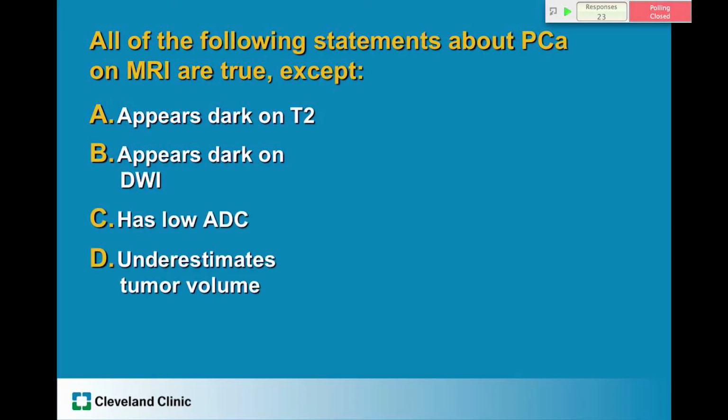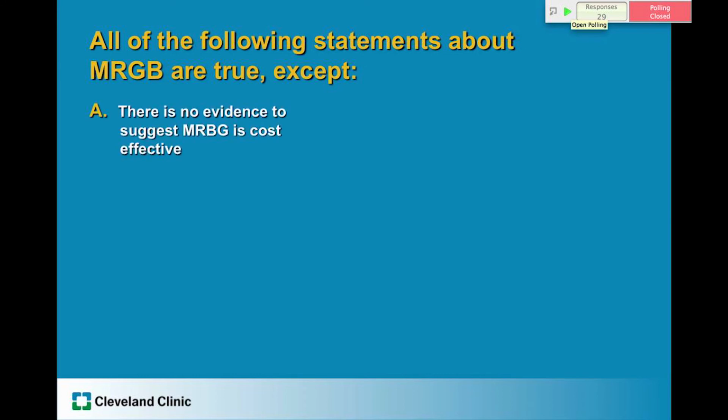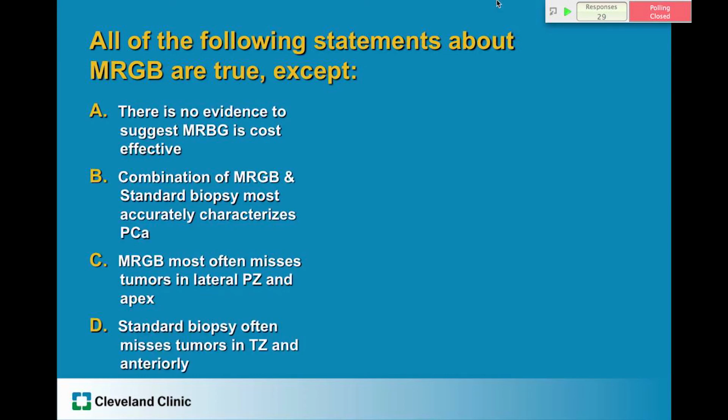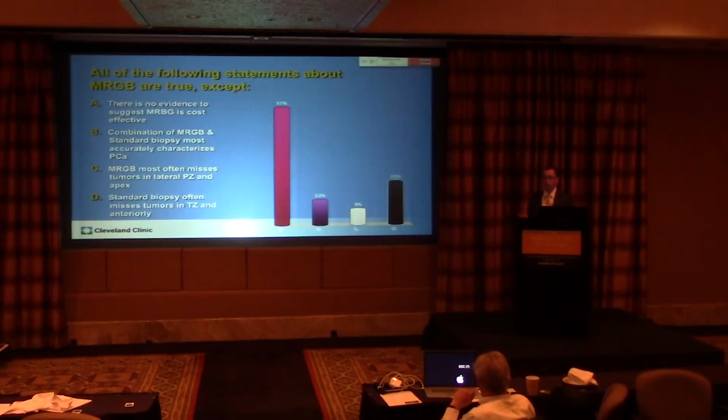So again, questions. So all the following statements about prostate cancer are true on MRI except. So one of these is false. Yep, so that's right. So they appear dark on diffusion-weighted imaging. Finally, all the following statements about MR-guided biopsy are true except. Correct. There's no evidence to suggest MR-guided biopsy is cost-effective. So there's that one study I just presented that showed that it may be cost-effective. Thank you.